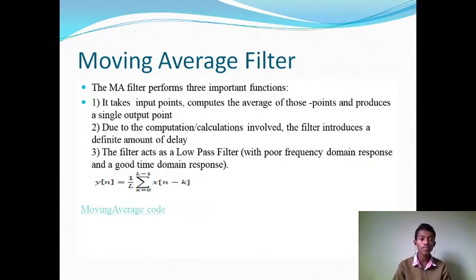The moving average filter performs three important functions. The first one is that it takes input points, computes the average of those points, and produces a single output. One of the characteristics or parameters of the moving average filter is its length. If I say a moving average filter with length equal to L, it will take L number of points and produce one output. From the current situation, it will take the previous values, a total of L values, and compute their average. This is the input output relation of the moving average filter.